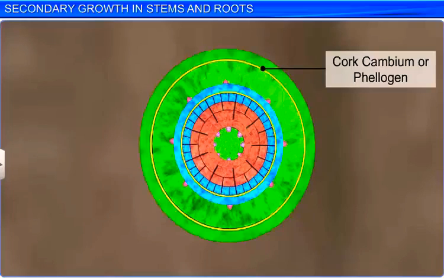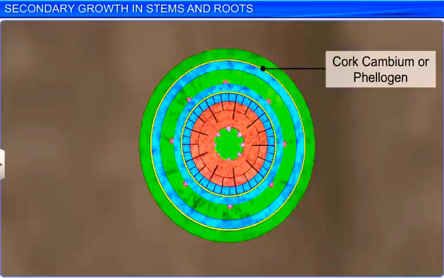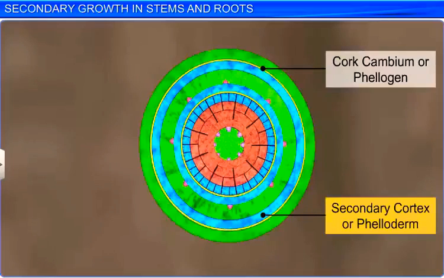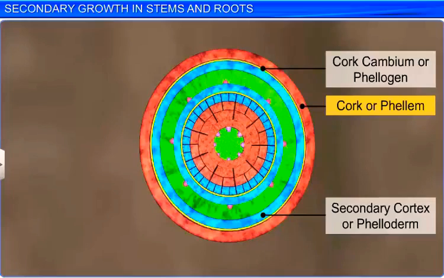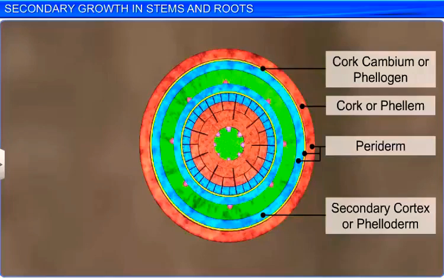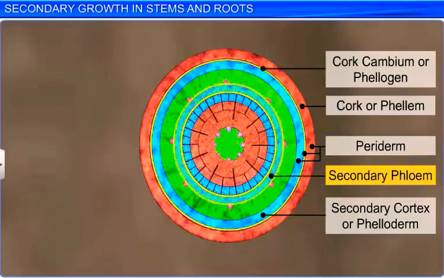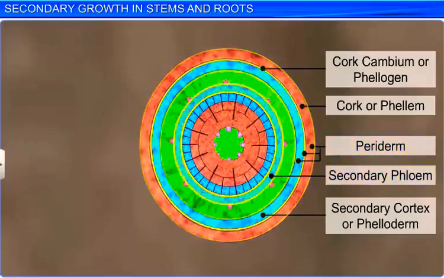As a result, the cells of the inner surface differentiate into the secondary cortex or pheloderm, while the cells of the outer surface differentiate into cork or phellum. Tissue resulting from secondary growth in the cortex, namely cork, phelogen, and pheloderm, are collectively called periderm. Tissues outside the vascular cambium, which includes the secondary phloem and periderm, are typically known as bark.